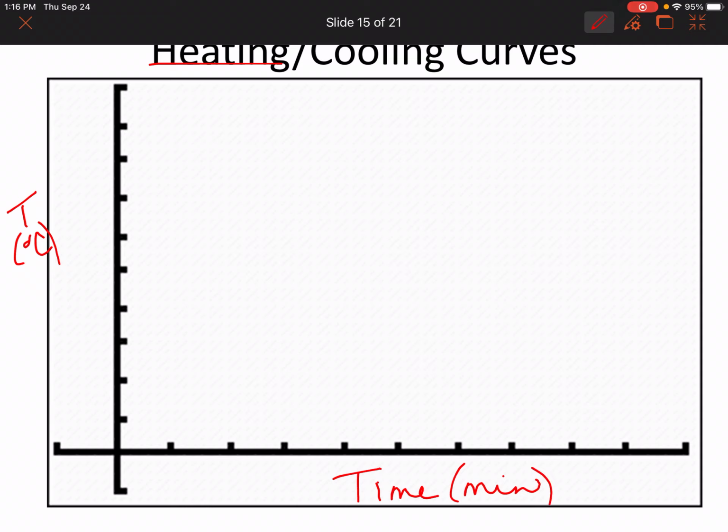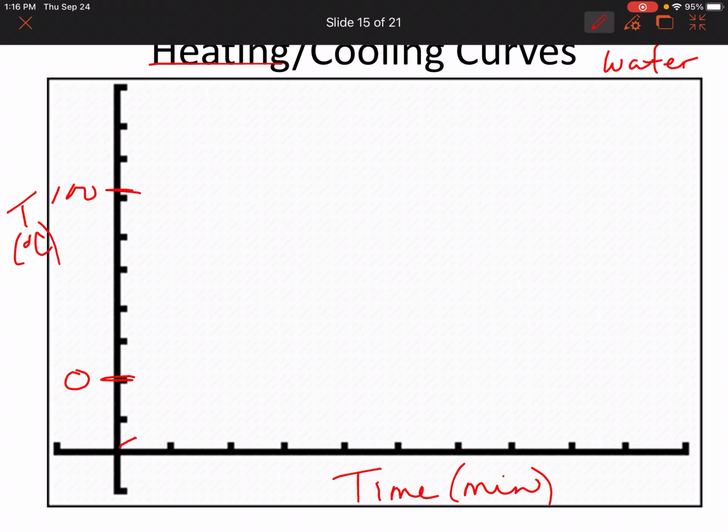Now we're going to do the heating curve of water. So what are the two important temperatures for water? Yeah, so hopefully you know that 0 is important and 100 is important. So at 0 degrees, it's going to melt. At 100 degrees, it's going to boil. So if this is a heating curve, we're going to start low. So we're going to start below 0.